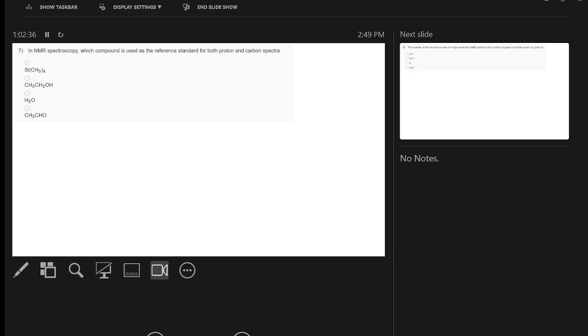In NMR spectroscopy, which compound is used as a reference standard for both proton and carbon spectra? For both proton and carbon spectra. So this was TMS, Si(CH3)4, this is what we call TMS. Why? Because it has a very high shielding constant, and second, it is soluble in most organic solvents. So this is the correct option.